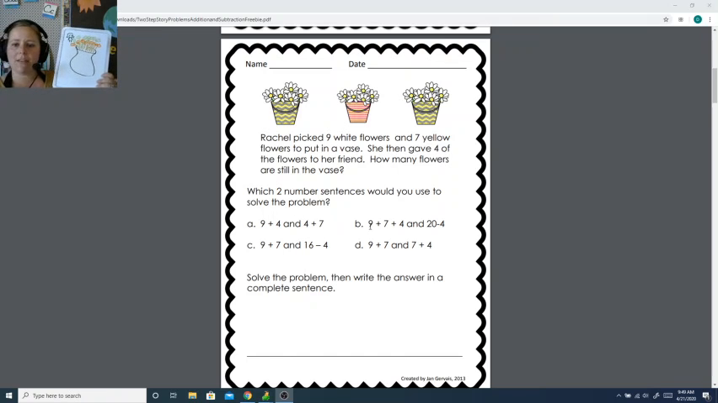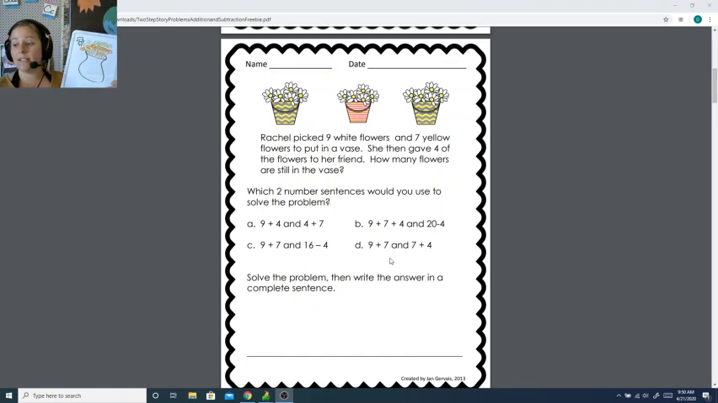Okay, then B, I've got 9 plus 7 plus 4. Huh. I don't think I did 9 plus 7 plus 4. I just did 9 plus 7. So this extra add 4 is not what I did. So I know that B is not correct. Okay? And then C, it says 9 plus 7. Oh, that's what I did. 9 white flowers plus 7 yellow. 9 plus 7. So that's my first number sentence. So it could be C. However, I don't know for positive that it's C, right? Let's look at D. D also says 9 plus 7. Okay. So it could be either C or D.